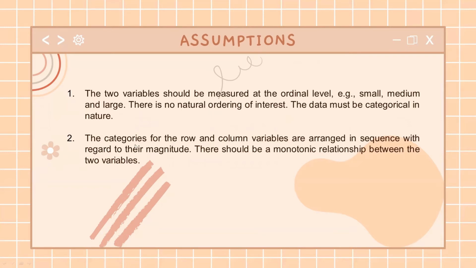Second, since the contingency table is ordered, the categories for the row and column variables are arranged in sequence with regard to their magnitude. There should be a monotonic relationship between the two variables. There is a monotonic relationship if both variables increase at the same time or when one variable increases while the other variable decreases.